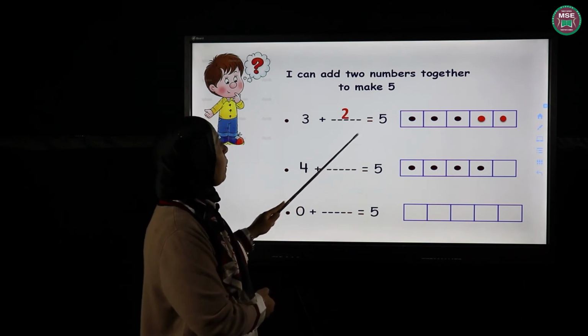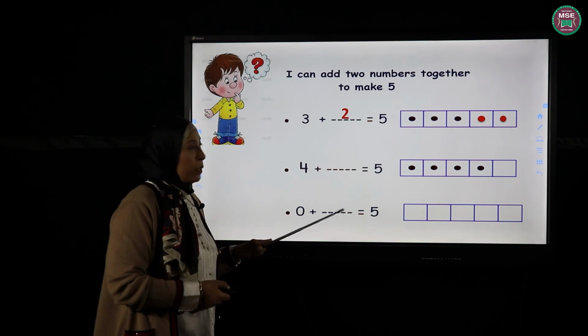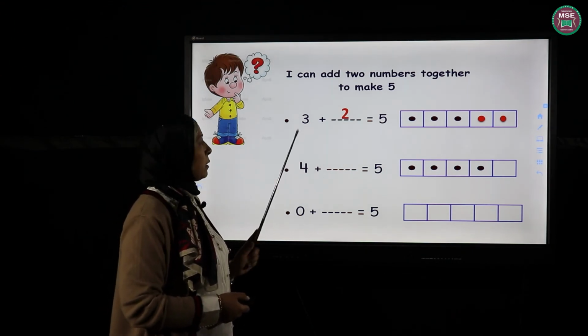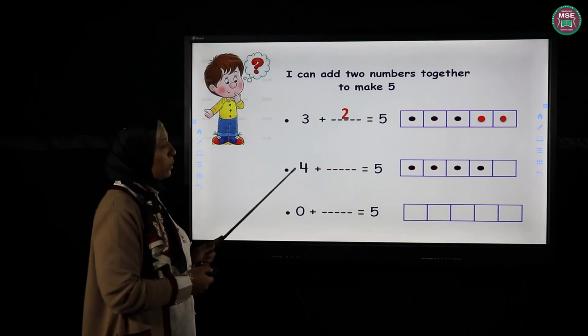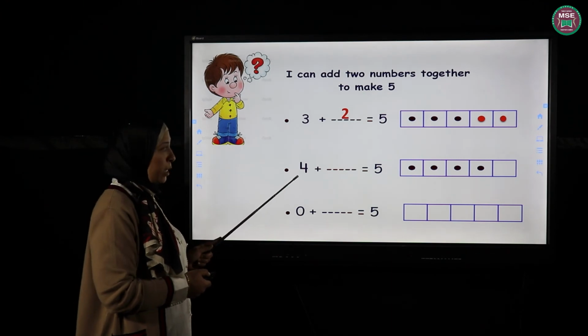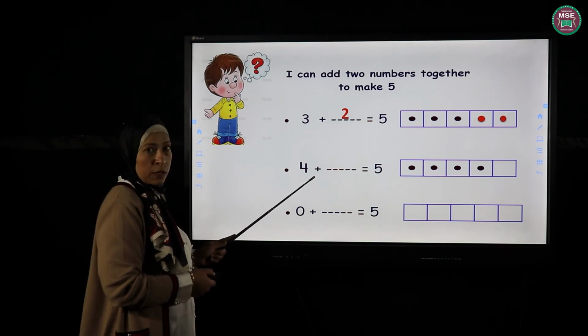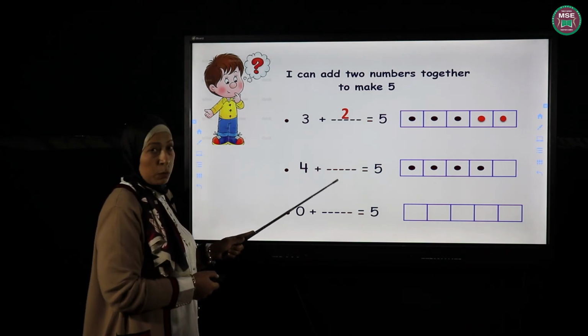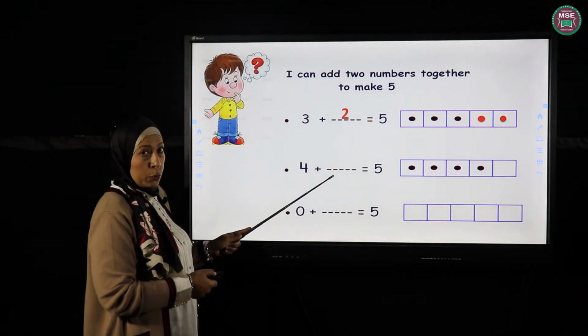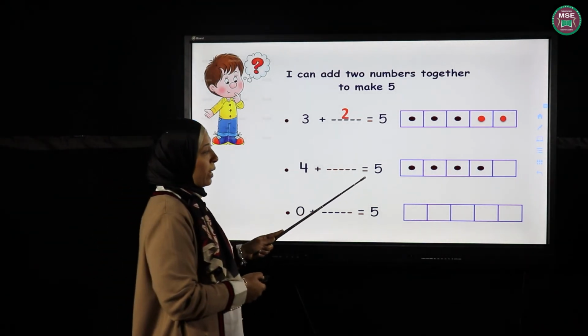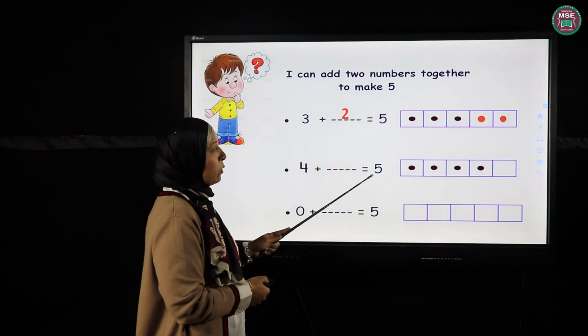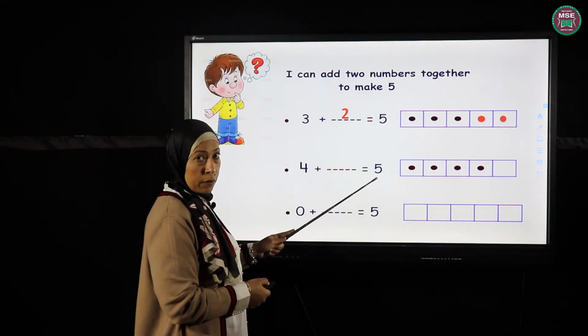Okay? Let's do it again. I know it's a little bit hard, but you will get it. Look here, in this one we have number 4, plus, which means I want to put another number which is missing. I don't have it and I want you to know it. And then we have the equal sign and we have number 5.